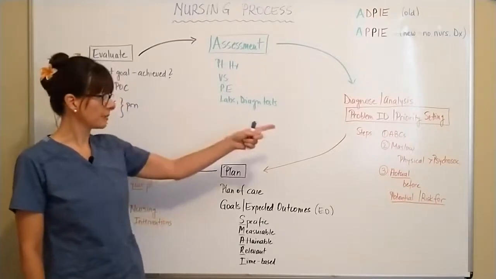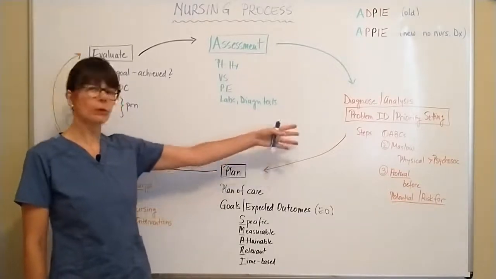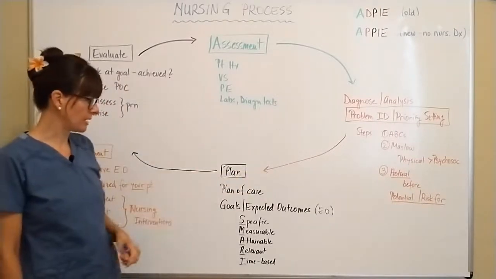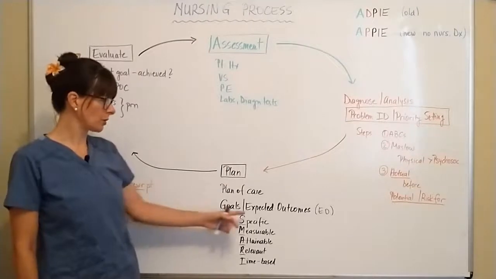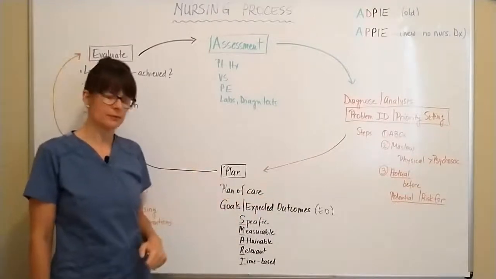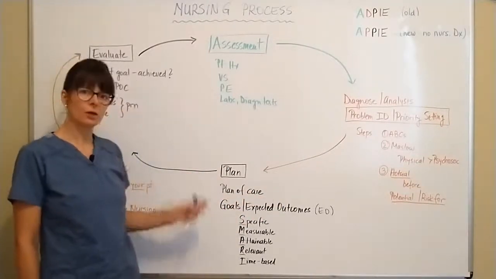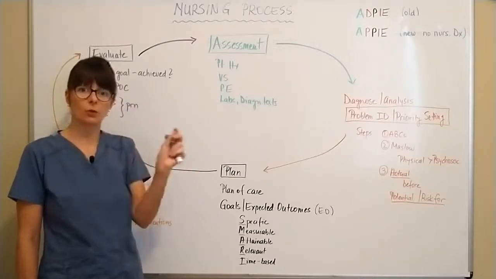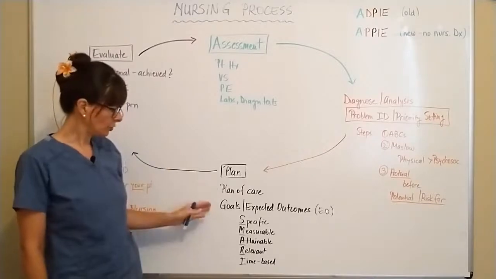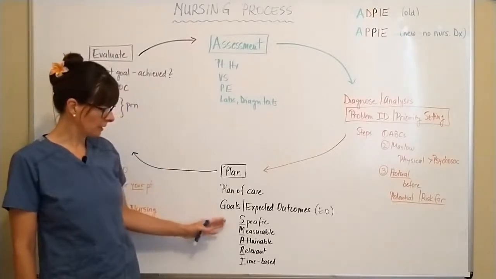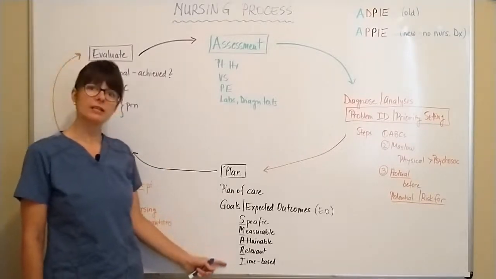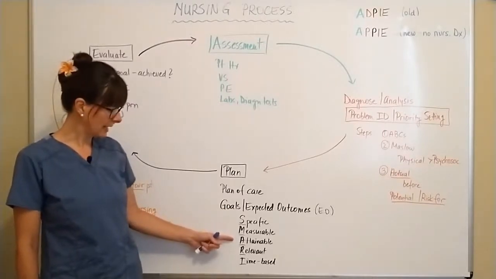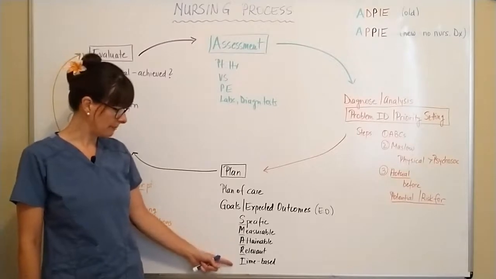So after assessment and problem identification, now we know what we have to focus on with our patient. We move into the planning phase and formulate goals, which are also called expected outcomes. And they will always start with the patient will. The patient will do something or achieve something. And in order to formulate the goal, they have to be following this SMART criteria, which means they have to be specific, measurable, attainable, relevant, and time-based.